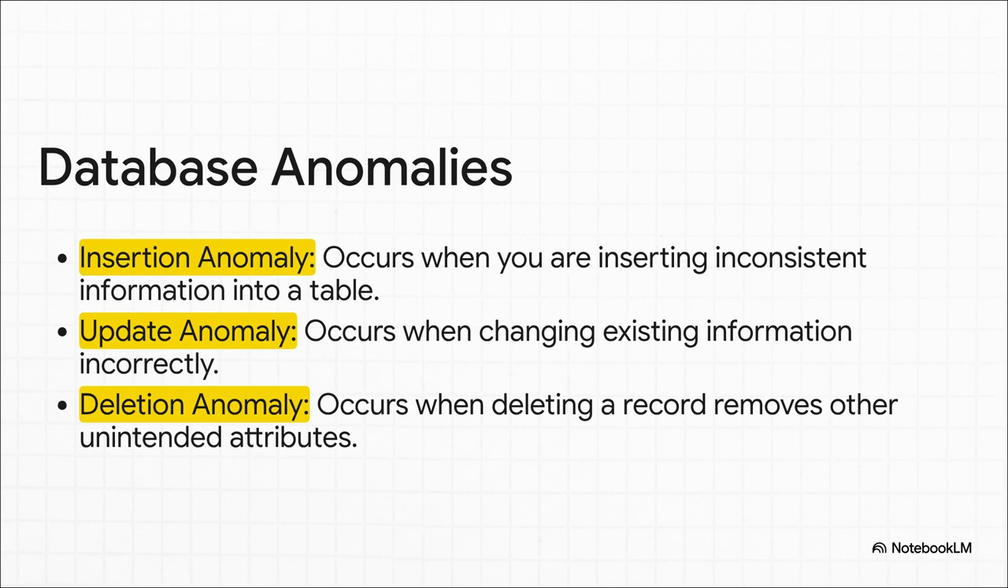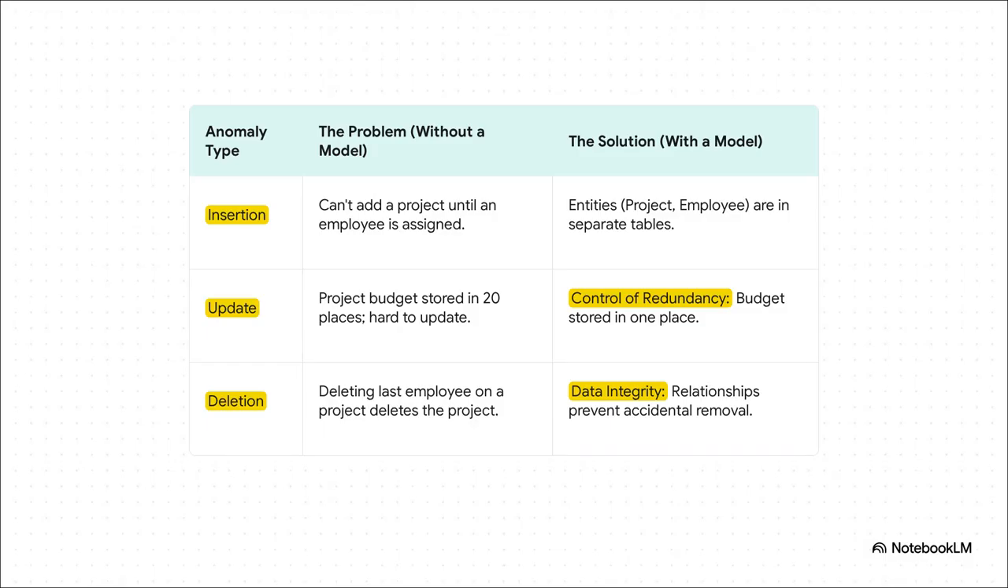For example, an insertion anomaly could mean you literally can't add a new project to the system until you assign an employee to it. An update anomaly? That's when you change a project's budget in one place, but it stays wrong in 10 other places. And then there's the scariest one, a deletion anomaly. That's when the last employee on a project leaves the company, and deleting their record accidentally wipes out the entire project record along with them. Yikes.